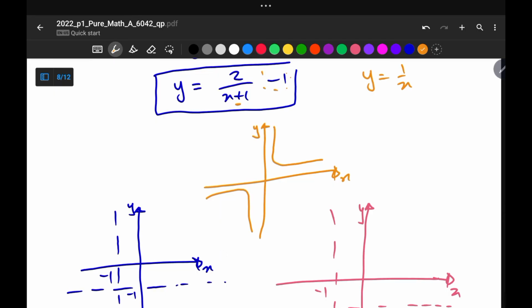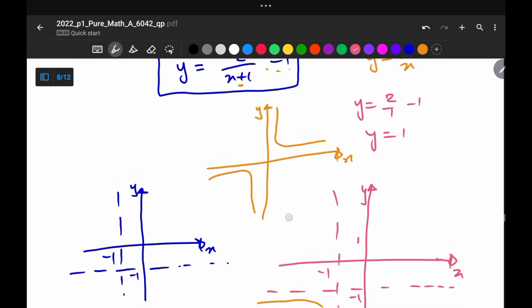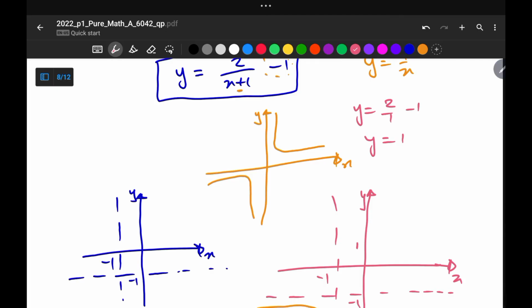So from this equation, y equals 2 over x plus 1, minus 1, we can simply make x 0 to say y is now equal to 2 over 1 minus 1, therefore y is equal to 1. So our graph is intercepting this y-axis when y is equal to 1, and let us find the x-intercept.